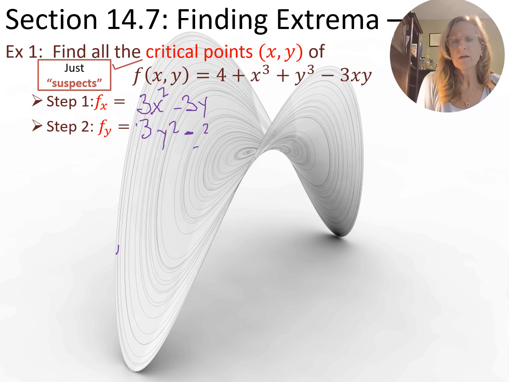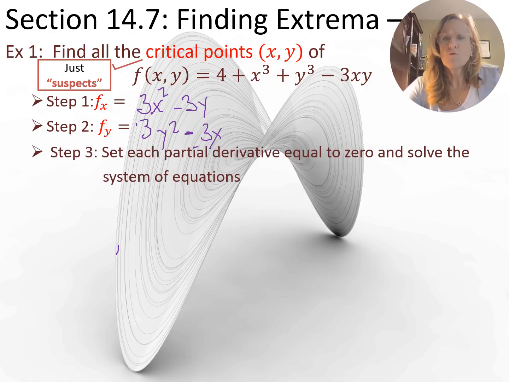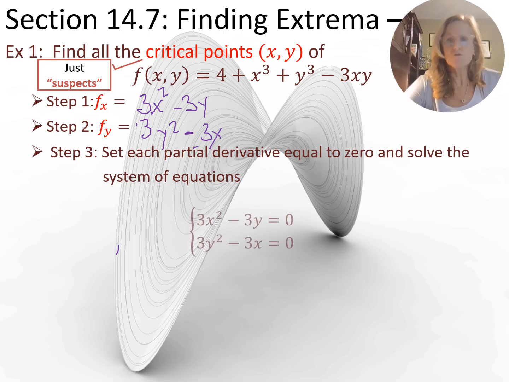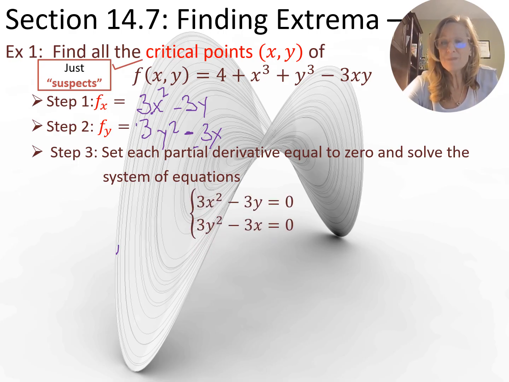Minus 3x. So now this is where your algebra comes in. This is where you're going to have to do some algebra. It depends upon the system. Am I just going to add down? Are they all linear? Am I just going to add down, or am I going to have to do substitution?